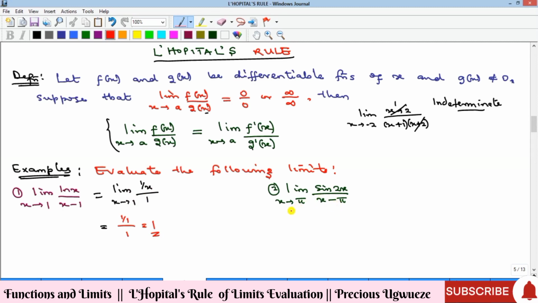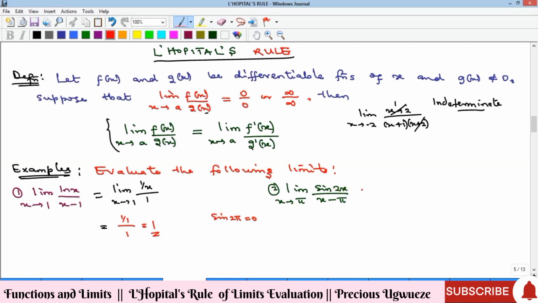All right, the example 2. If we substitute x as pi, you're going to get the sine of 2 pi, and you know sine of 2 pi is actually equal to 0. And then if you substitute here, you will have pi minus pi, which is also 0. So it satisfies the condition.